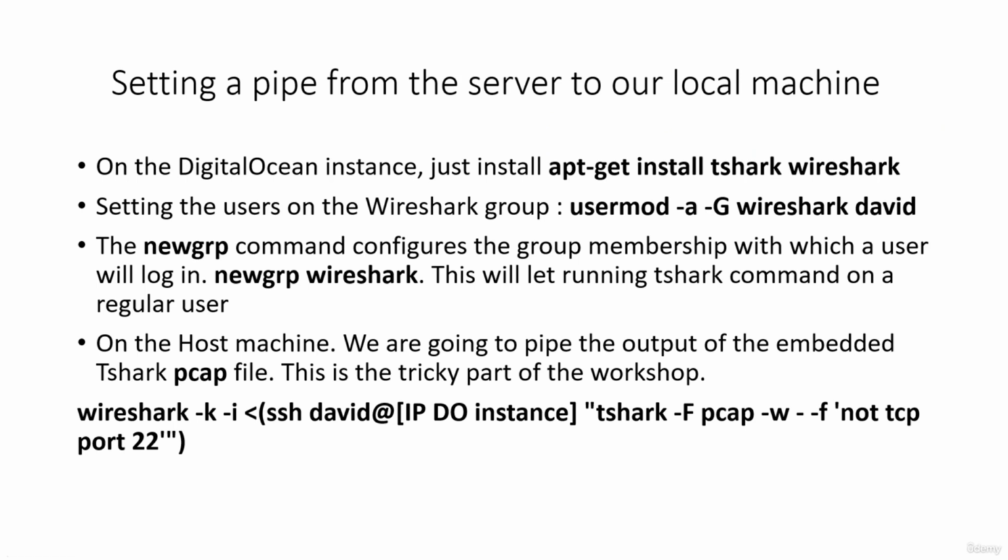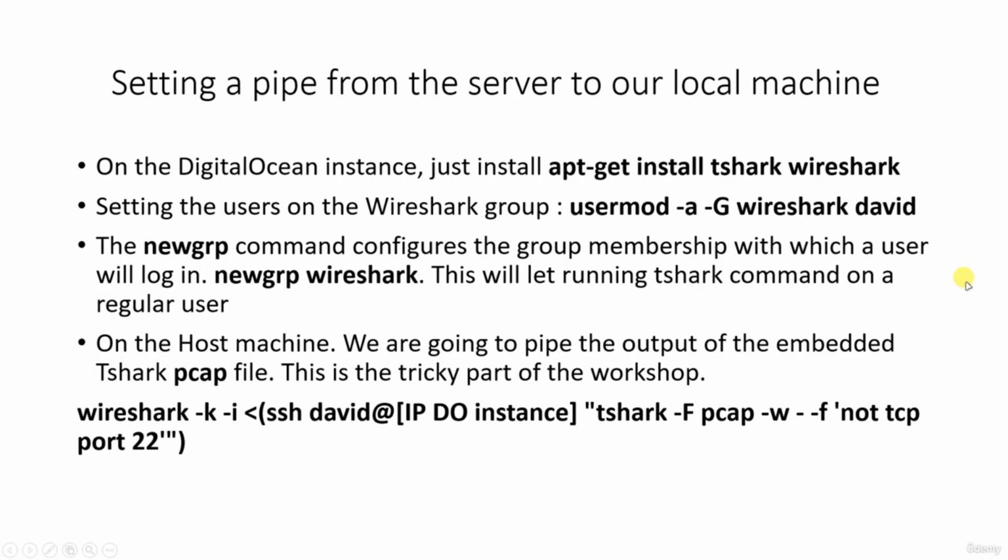Then what you have to do is set the user in the Wireshark group, because you cannot run Wireshark as root. Just type this to add the user to the Wireshark group as David, and then the newgrp command configures the group membership with which a user will log in. The newgrp wireshark command is the group configuration. This will let a regular user run the TShark command.